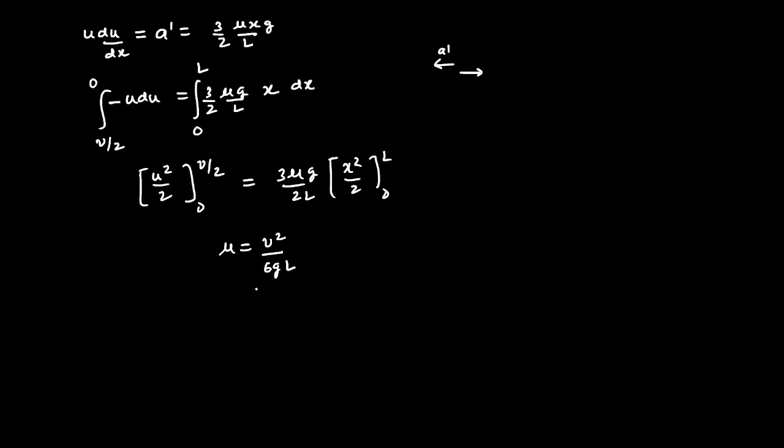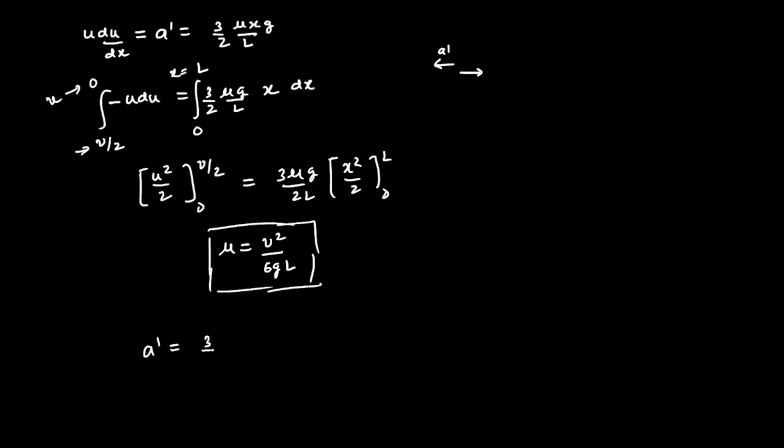Now we have the value of mu, but suppose you want the speed as a function of x. We already have this mu value. Instead of limiting the values in this way, we can even change from v by 2 to some u value, and from 0 to some x value. This also we can do. But I think we have a better way to simplify this acceleration.